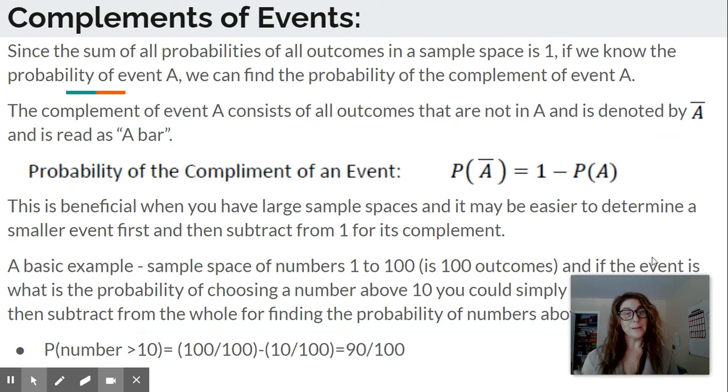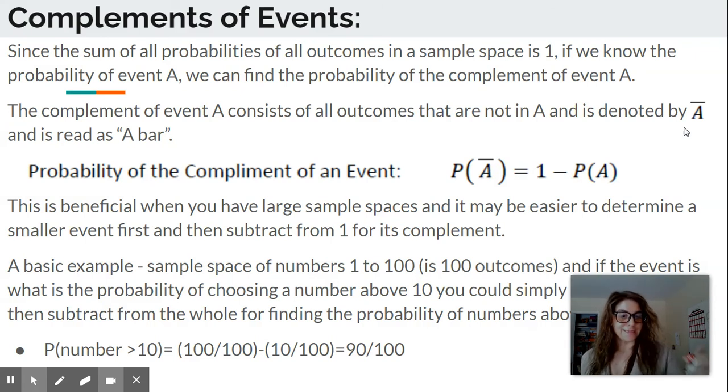Okay. Complement. The complement of events, we use this A bar. It's A with a bar over it. Not hard to remember, right? Sometimes people call it A hat because it looks like it has a hat on there. So A bar is the complement, meaning if I know the probability of one event, I want to figure out the probability of it not being that event, I can subtract from the whole.